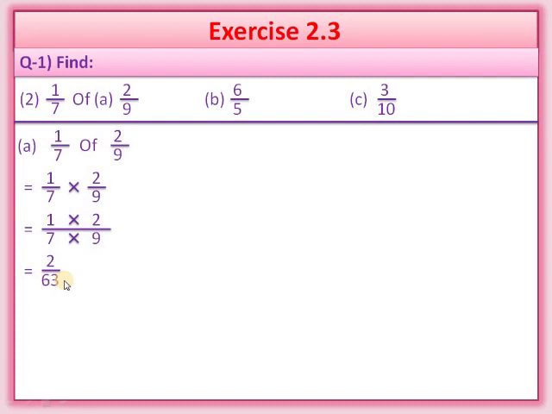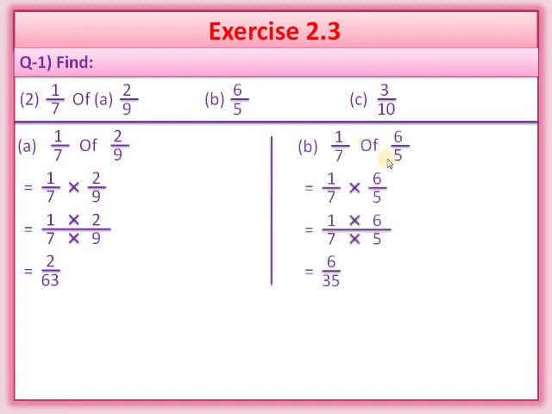Okay, now we will move on to the next question. 1 upon 7 of 6 upon 5. So 1 upon 7 multiplied by 6 upon 5. We will multiply all the numerators and all the denominators, right? So 1 multiplied by 6 upon 7 multiplied by 5. So 1 times 6 is 6 and 7 times 5 is 35. So you got the answer 6 upon 35, and here you got the answer 2 upon 63.